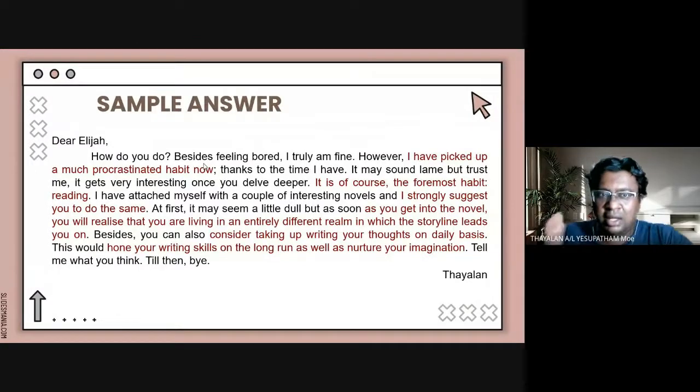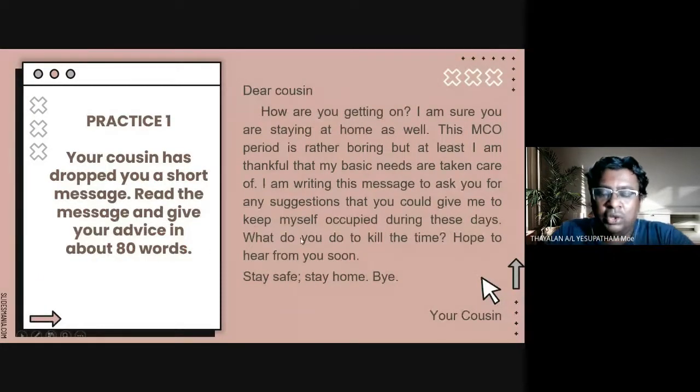You see, it is highlighted in red, right? I have picked up a much procrastinated habit now. You see, here you have three things to handle, or things to cater to. The first one, to give advice. The second one, to give suggestions as to what the person can do to keep the person occupied. And then, what do you do to kill time?